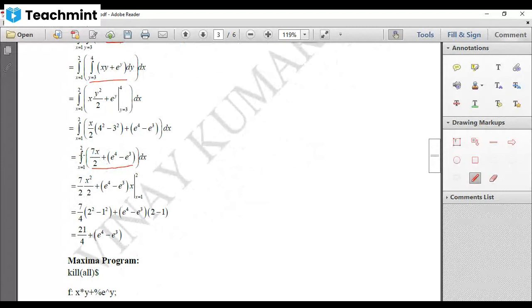Now integrate this with respect to x. So 7 by 2 is constant, that will remain as it is. Integral of x is x square by 2. And e to the power of 4 minus e to the power of 3 is constant, so let's keep that one as it is. So this is 1. Integral of 1 is x. Apply the limit and simplify, you'll get this much.